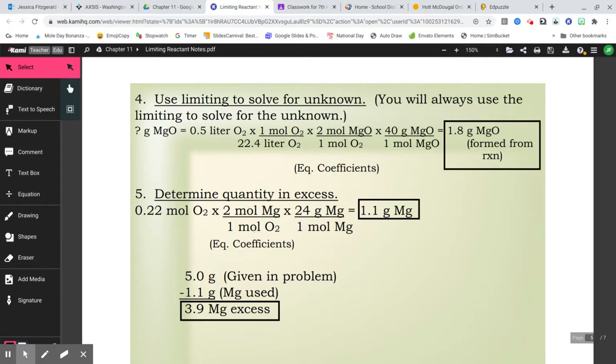And you can, but please, please, please do not let that get confusing to you. Okay, so sometimes it's just better to start with the 0.5 liters and do that extra step. That way you know which mole to use. And then just simply find your difference, and you know that you have 3.9 grams of magnesium that's left over or in excess, or that's not going to be used.